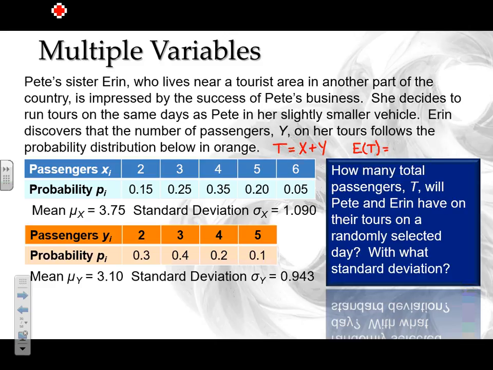So if I want the expected value for T, that means I need to take random variable X plus random variable Y. What did our formula say we can do with the means then? Add them up. If I want to do X plus Y, I can simply take the expected value for X plus the expected value for Y. So I can take his mean, 3.75, plus her mean, 3.10. And what do we get for the total number of passengers? So between the two of them, on any randomly selected day, they can expect to have 6.85 passengers.